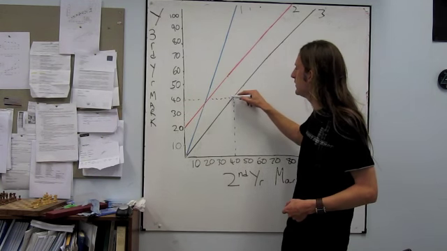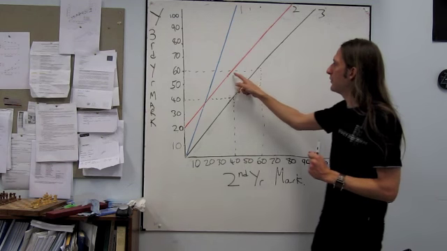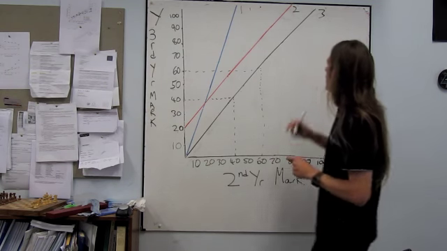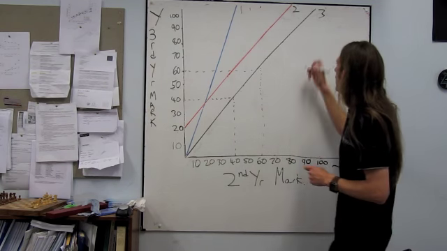Now, when we're describing any linear function, there are two characteristics, two values that we need to know about the function in order for us to plot it. These two things are the slope and the intercept.